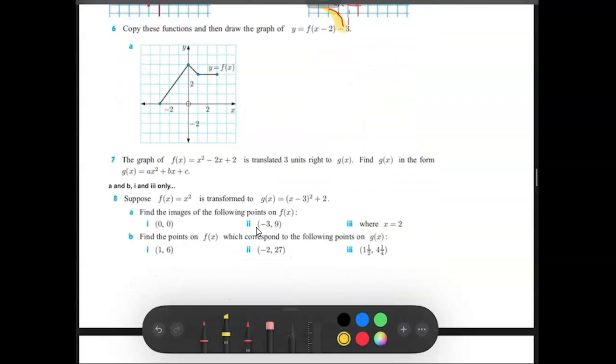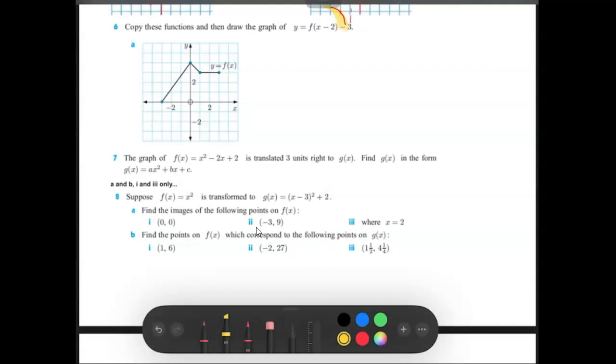Okay, now let's go to number 6. Copy these functions and then draw the graph of y equals f of x minus 2 minus 3. And so here, remember how I said you cannot do these problems by plugging numbers into the translated form, because sometimes they're going to give you a picture like they did here, and they don't tell you what the function is. So you need to interpret the format here. So remember, f of x minus 2, x minus 2 here, is that going to the left or the right? You would normally think that subtracting would go to the left, but this is Bizarro world, so you're actually moving to the right by 2. And minus 3, that goes down 3, okay?